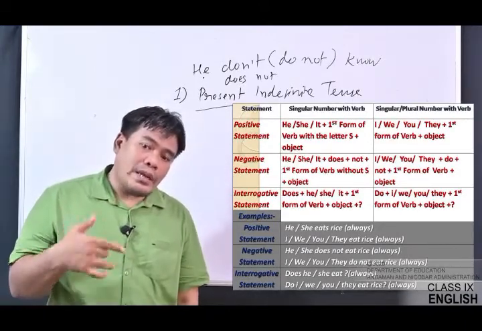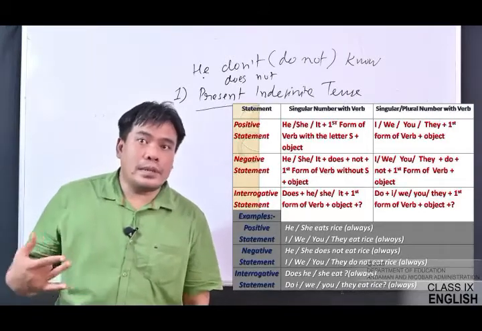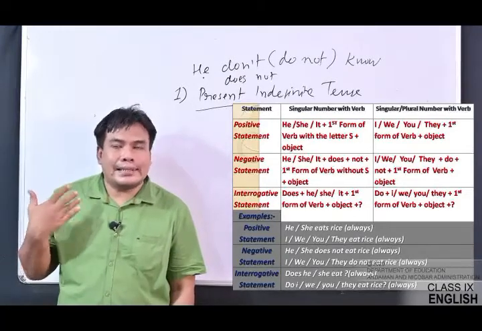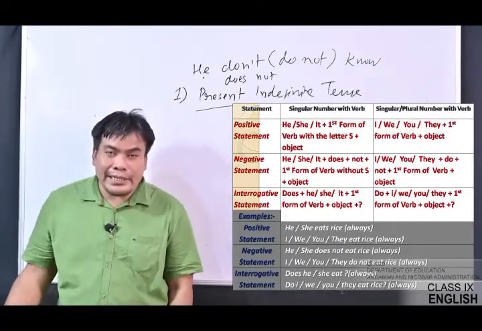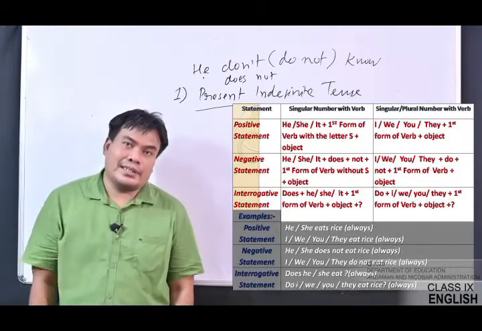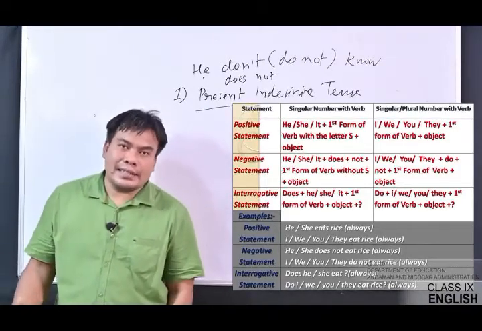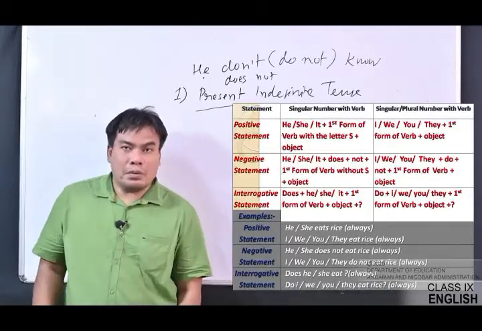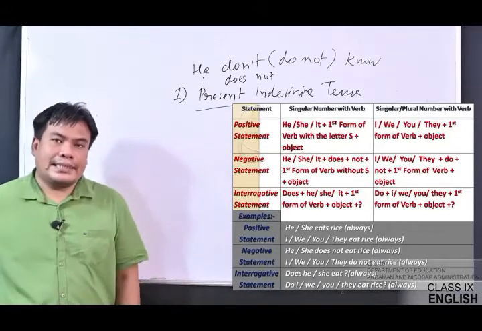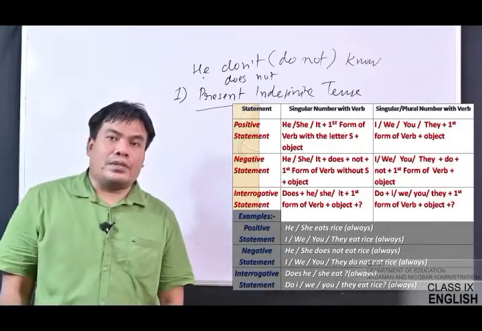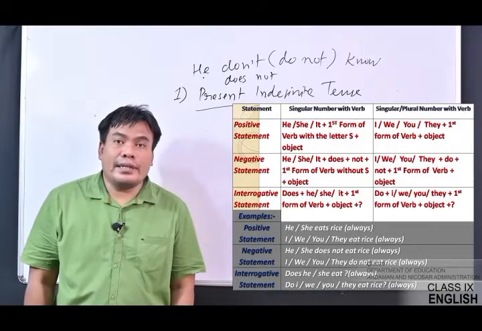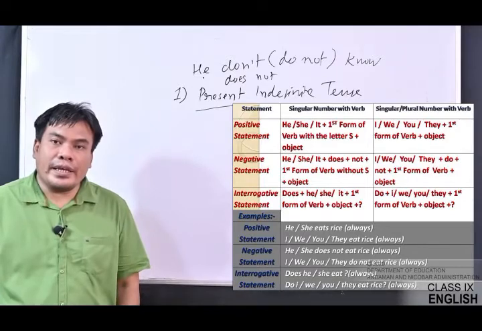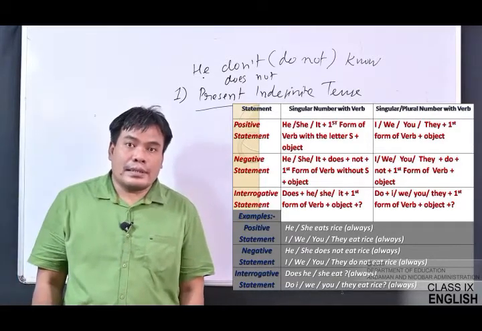Because whenever you're asking a person, the person is mentioning that he eats rice. She eats rice. Every day she does it. She always does it whenever she is having her meals. That is what it is referring to. So she eats rice or he eats rice. For the negative statement, she or he does not eat rice. Same thing for the singular and plural number, I, we, you, they do not eat rice.